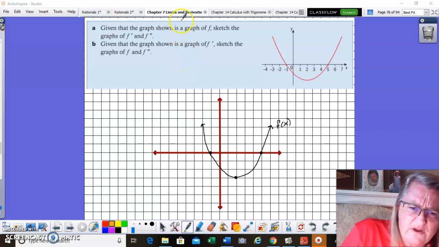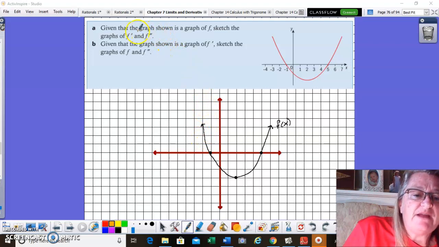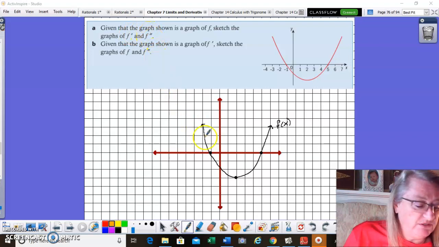All right, so what I've done is I've already got the original function graphed. Okay, you can see it's a parabola. So now my job is to go ahead and sketch the graph of the first derivative and the second derivative. So that's what I'm going to do now.